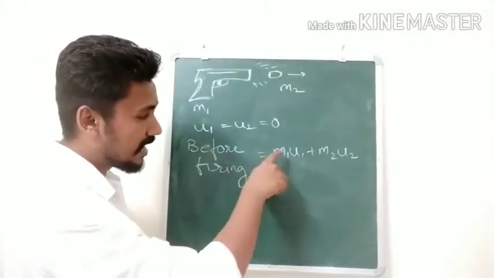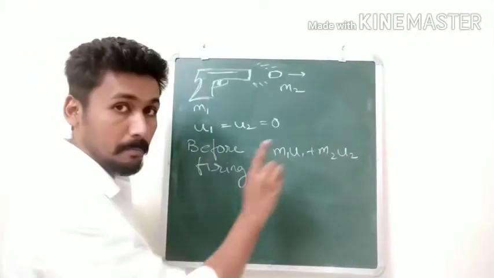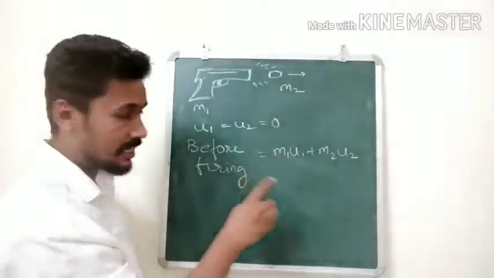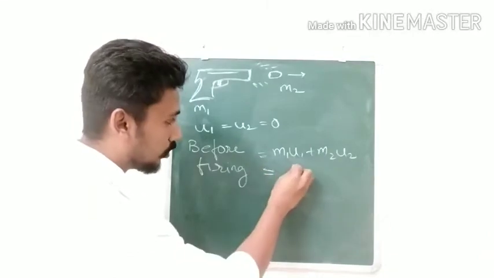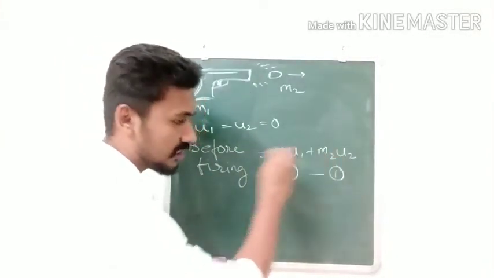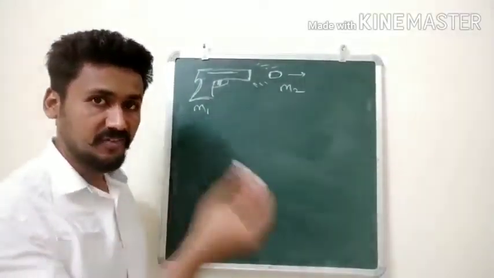How much will it be? M1 U1 plus M2 U2. But you are seeing that U1 is 0 as well as U2 is 0. Thereby, before firing, the total momentum will be 0. Correct? Let us call this equation number 1. Now, after firing.